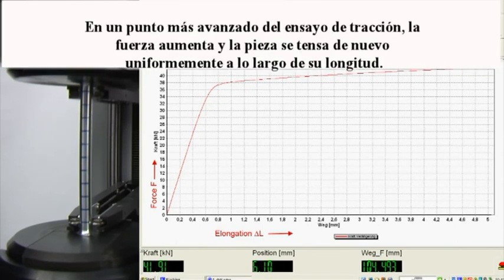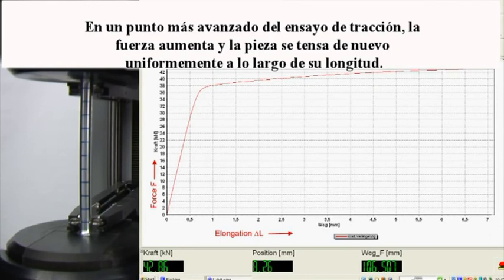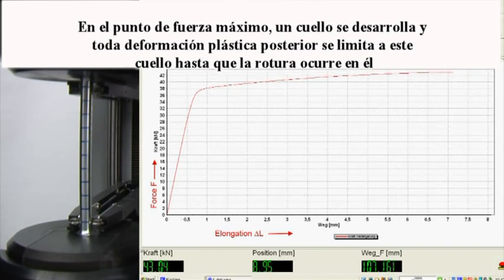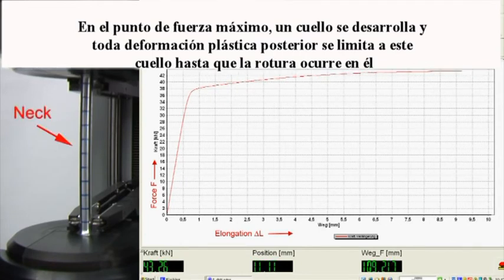In the further course of the tensile test, the force increases and the test piece again is strained uniformly along its length. At the point of maximum force, a neck develops and all subsequent plastic deformation is confined to this neck until fracture finally occurs there.